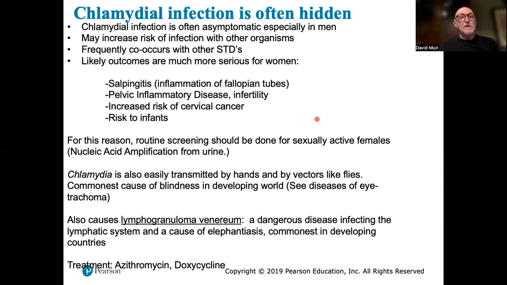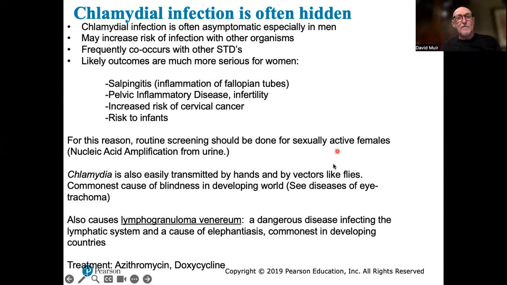The first is salpingitis. That is inflammation of the fallopian tubes. Chlamydia is also a major contributor to pelvic inflammatory disease. And the salpingitis is specifically inflammation of the fallopian tubes. There is also an increased risk of cervical cancer due to chlamydial infection. And it also poses a major risk to infants because they can become infected through vaginal birth. And as a result, chlamydial screening is usually performed on somebody who is pregnant before they give birth.